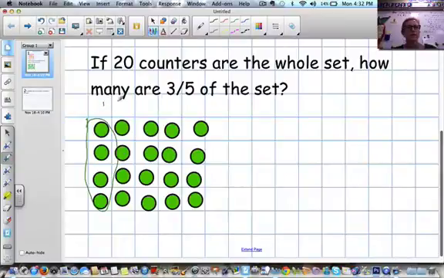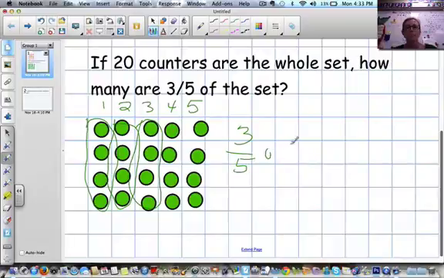I've got 1, 2, 3, 4, 5 equal parts. And I go, okay, so there's 1 out of the 5, and then here's 2 out of the 5, and 3 out of the 5. Then I can just count those. So I've got 1, 2, 3, 4, 5, 6, 7, 8, 9, 10, 11, 12, and I could say that 3/5 of 20 is equal to 12. Okay, and we just verified that by looking at a physical representation of it, and then just counting them.